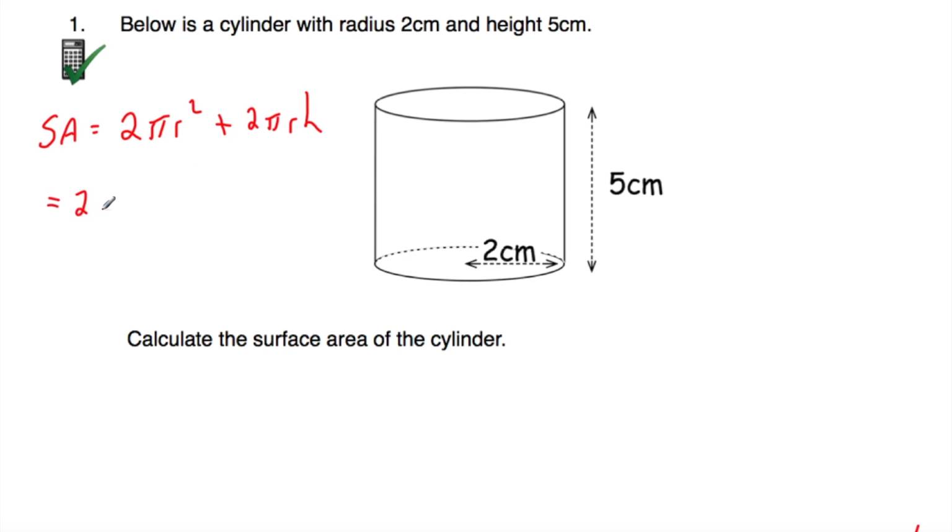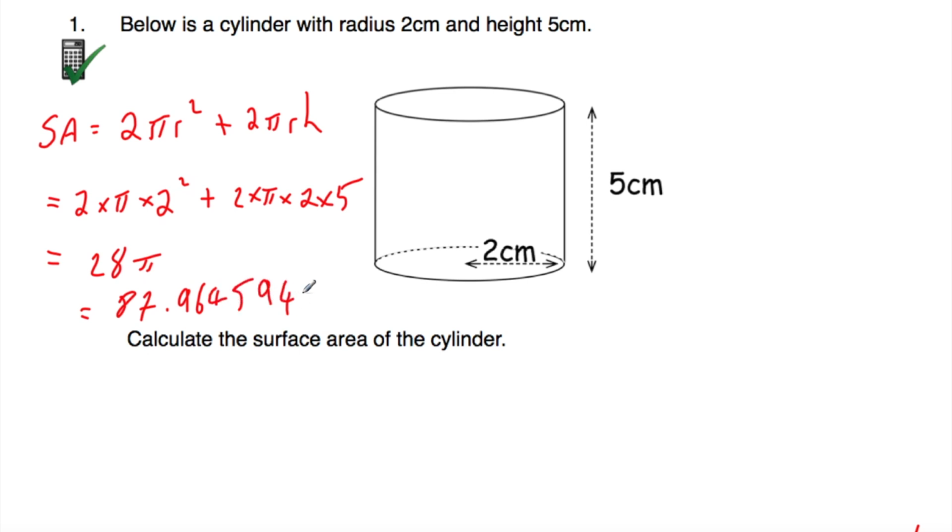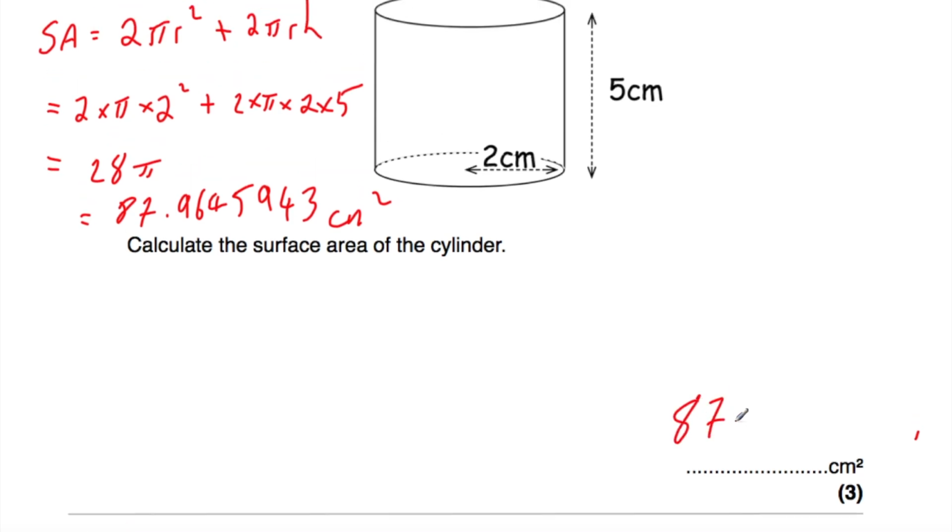So that'll be equal to 2 times pi times the radius, which is 2 squared, plus, and then 2 times pi times the radius of the circle, which is 2, times the height of the cylinder, which is 5. And then if we type this into our calculator, that's equal to 28 pi. And then if we change 28 pi into a decimal number, we get 87.96459943 centimeters squared. And again, that's the same answer that we had earlier, which is 87.965 to 3 decimal places. And that's it. So that's the surface area of that cylinder, 87.965 to 3 decimal places.